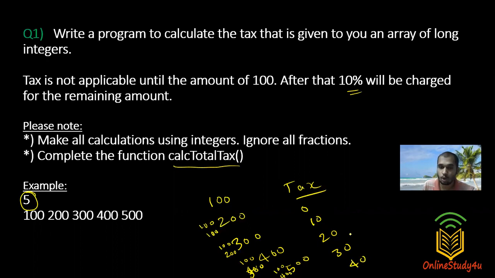So you will have to output the total tax. You get the total tax by adding all these numbers. So 40 plus 30 is 70, 70 plus 20 is 90, plus 10 is 100 rupees. So your output will be 100 here.